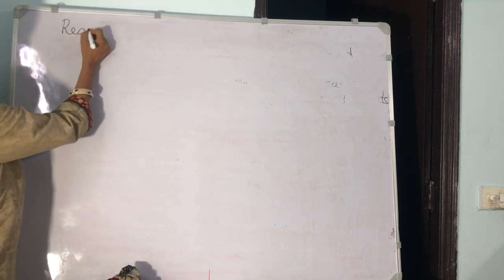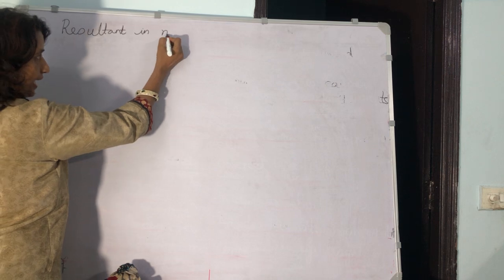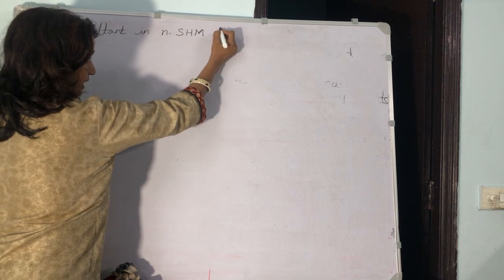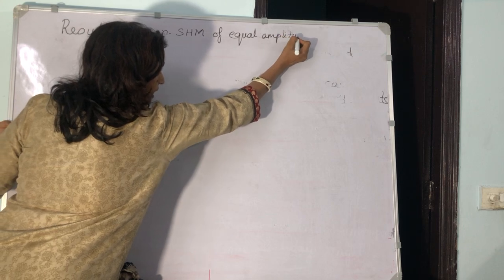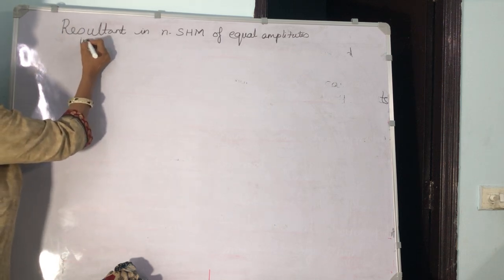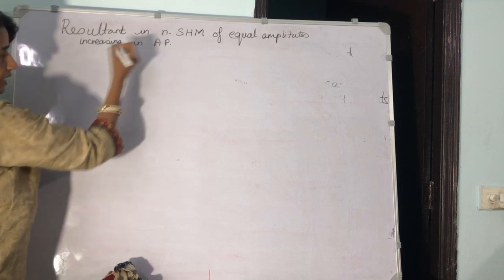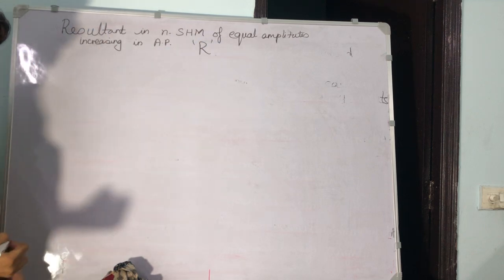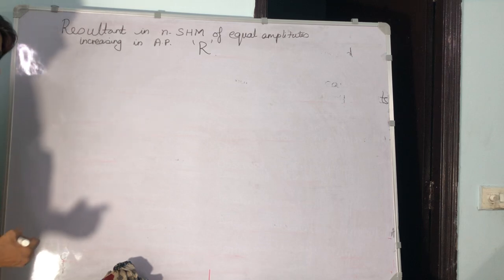So, we are now going to find an expression for the resultant of n simple harmonic waves of equal amplitude. These waves are equal in amplitude and their phases are increasing in arithmetic progression, that is AP. So we will find the expression for the resultant due to n number of waves that have been diffracted and whose amplitudes are equal.